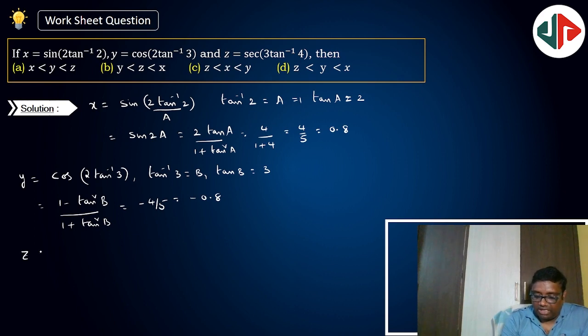In the same manner, z is equal to secant of 3 times of tan inverse of 4. Same condition, tan inverse of 4 is equal to, you can consider as c. Then tan c is equal to 4.